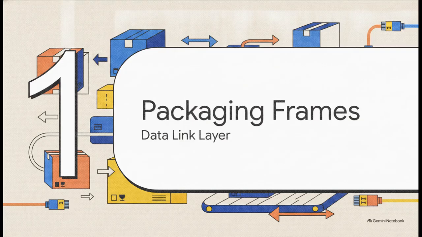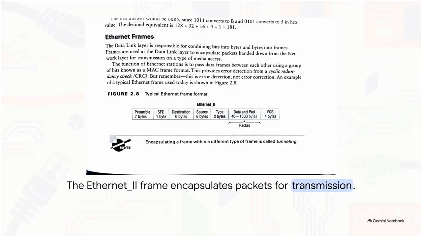All right, part 1, packaging Ethernet frames. Think of the datalink layer as the networking world's ultimate shipping department. Before a packet ever even touches a wire, this layer builds a protective envelope around it. That's the Ethernet-2 frame. It literally takes the packet handed down from the network layer and securely encapsulates it, tucking it away so it's fully prepared for the crazy physical journey ahead.